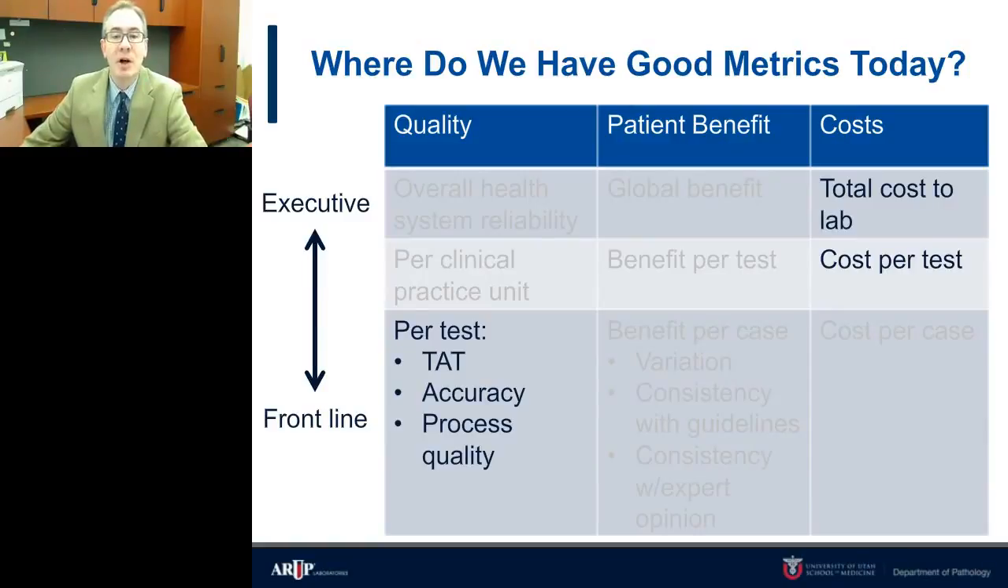Now, if you look at all of these categories, costs, patient benefit, quality, and granular rolled up to the executive level, where do we have good metrics today? I would argue that in most clinical laboratory settings, we have pretty good metrics in the rolled up costs and the granular level quality. But other than those categories, I think we've got a lot of work to do. And that's what I'm going to be talking about today.